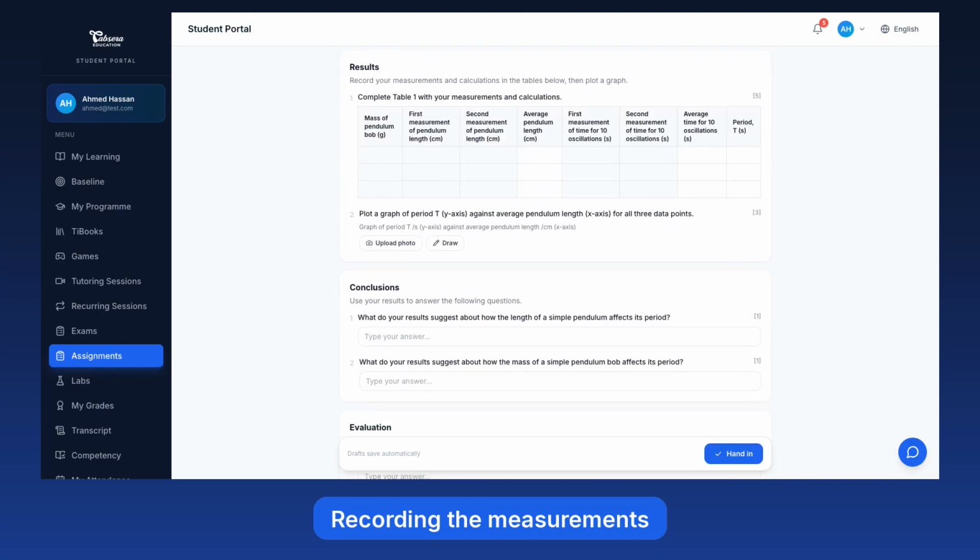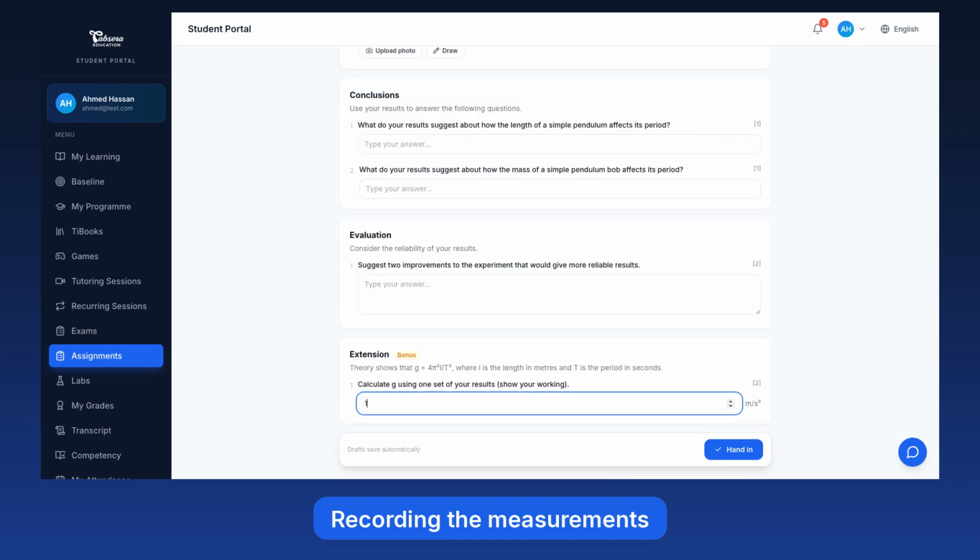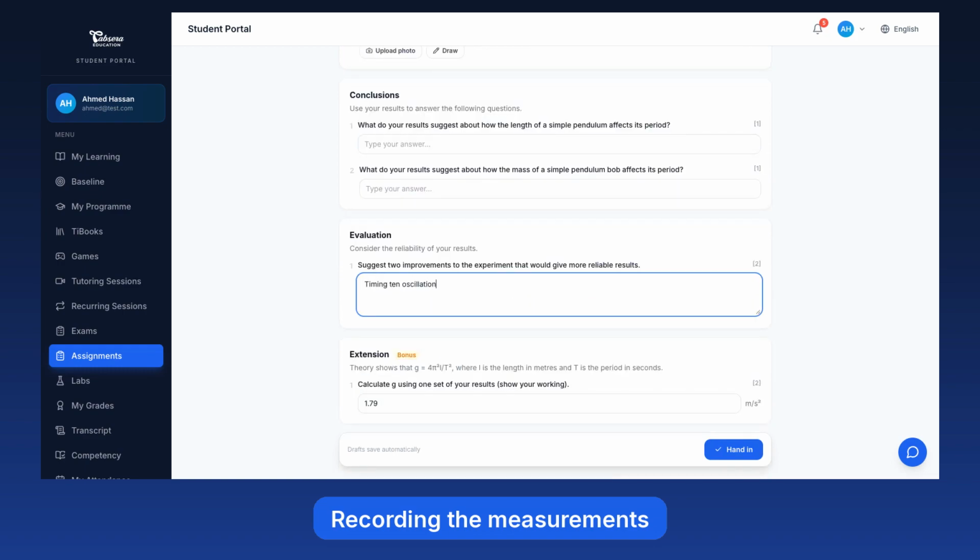Then the write-up. Measurements go into the results table and watch the calculated column work itself out as he types, just like the book's period column. Numbers, sentences, filled gaps, every answer saves as a draft automatically.